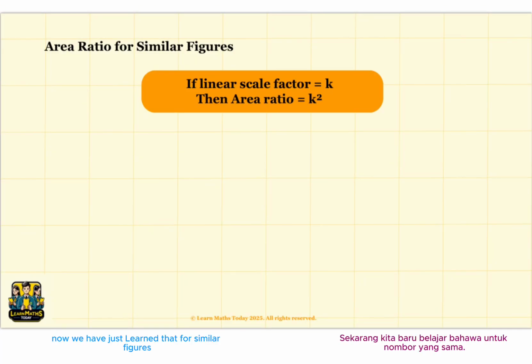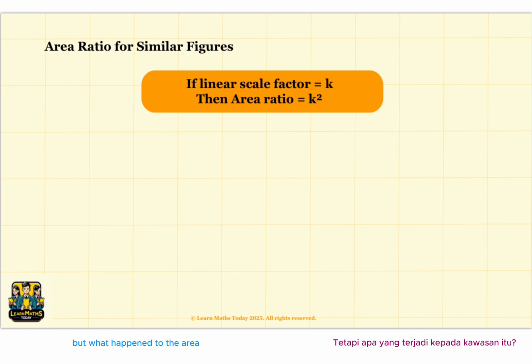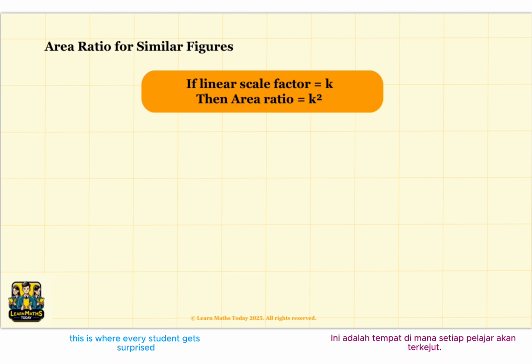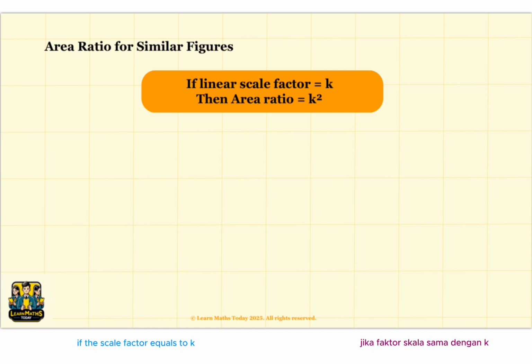Now, we have just learned that for similar figures, all the lengths were scaled by the same factor. But what happened to the area? This is where every student gets surprised. If the linear scale factor equals k, then the area ratio is actually k squared. But why k squared? Let me explain this step by step.